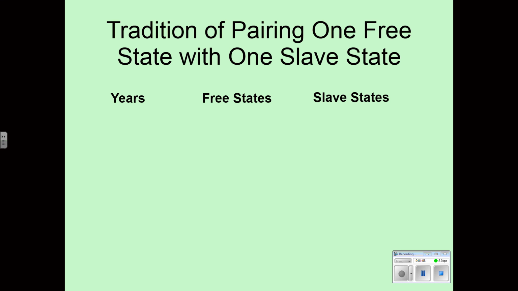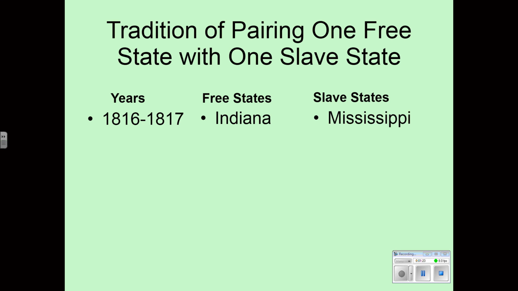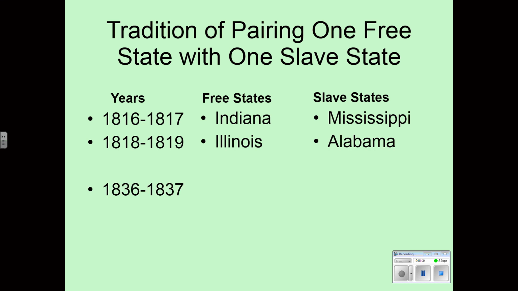Now, this had been done without any big conflict a number of times. For example, in 1816 and 17, Indiana was admitted as a free state and Mississippi as a slave state. And then in 1818-19, it was Illinois as a free state and Alabama as a slave state. Now, moving ahead a little bit, in 1836 and 37, it was Michigan as a free state and Arkansas as a slave state. But in between, there was a very different situation.